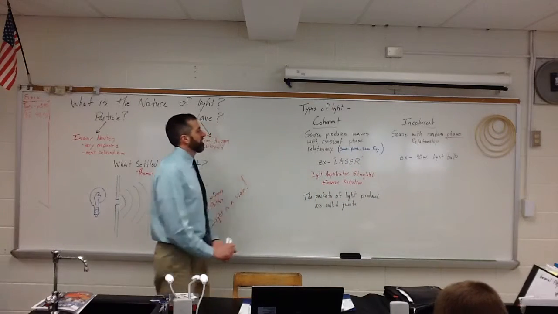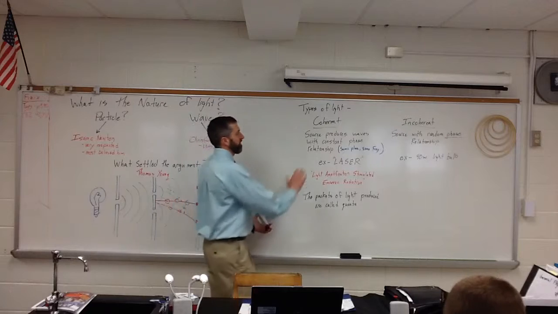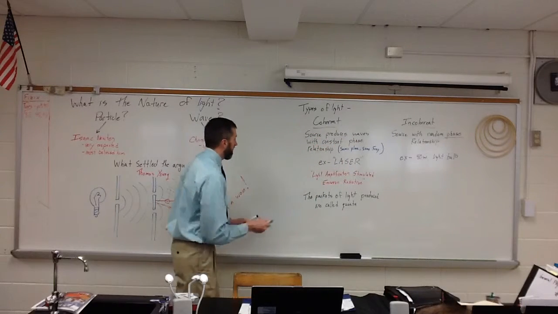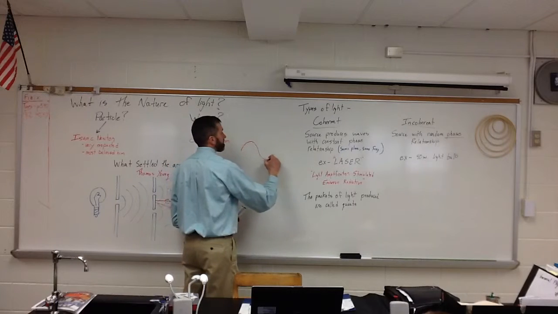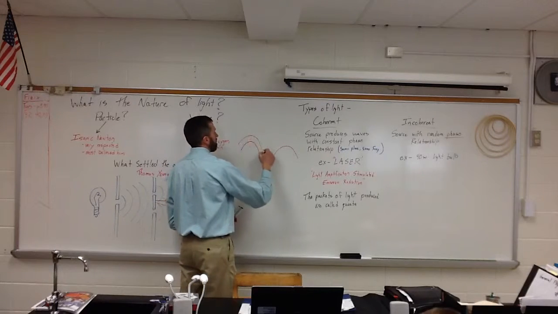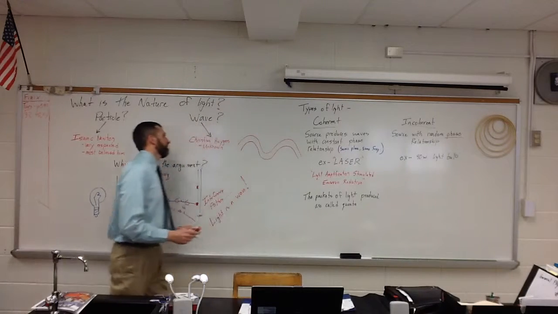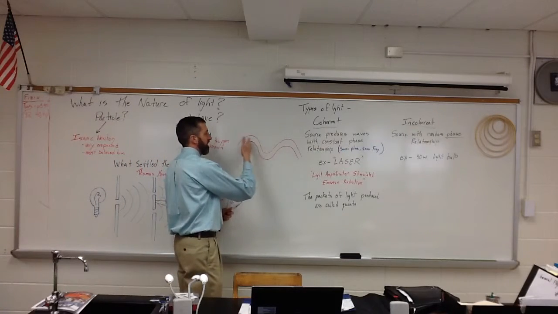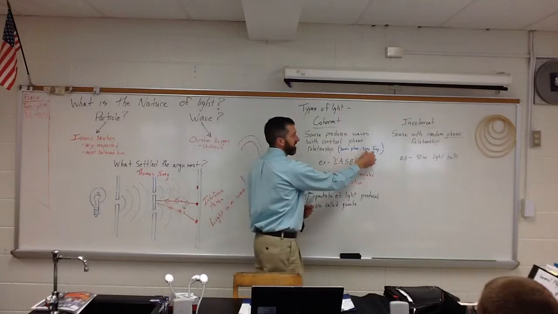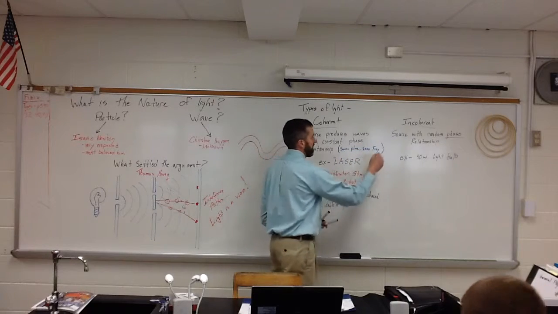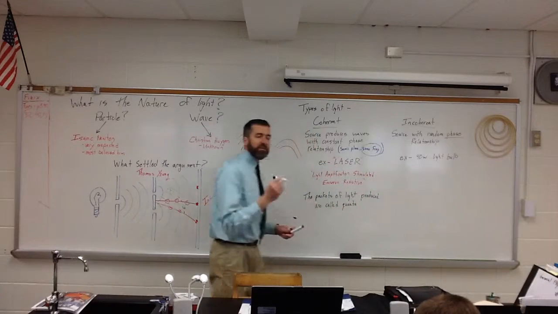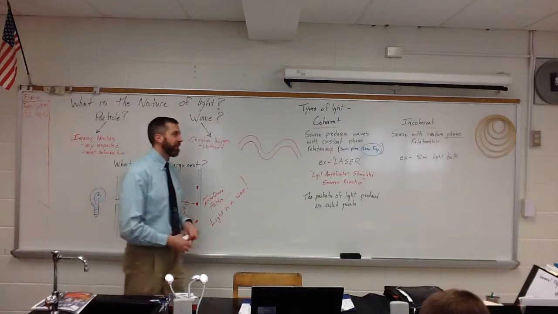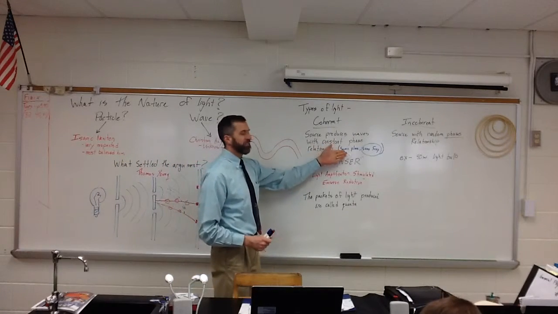The other side of the coin is coherent. This is where the source produces waves that have a constant phase. So you can think of it like they start lining up so that the crests and the troughs are lining up because they have the same frequency. Then everything starts to line up, and that starts to make it coherent. But there's another thing. They can also be in the same plane.